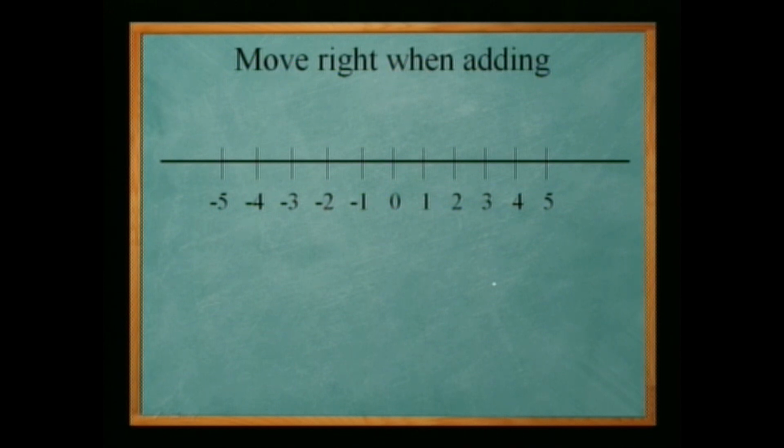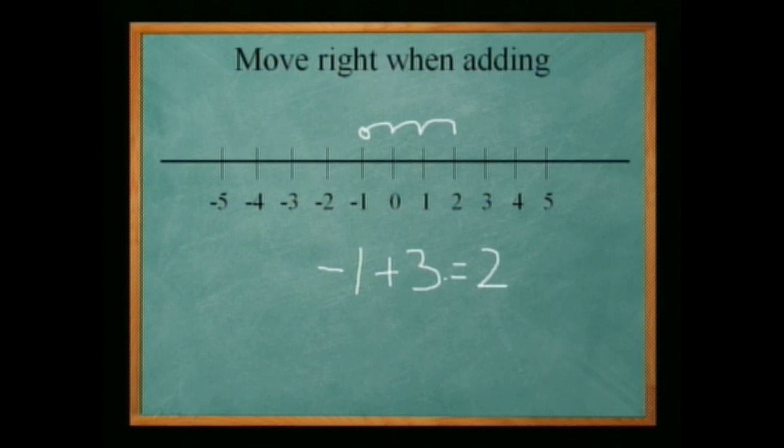Now when you're doing an addition problem, you're going to be moving to the right on the number line. So let's take a look at 1 plus 3. I'm going to start at 1. I've got to move to the right 3 places: 1, 2, 3. So I'll end up at 4. So 1 plus 3 equals 4. If I take a look at negative 1 plus 3, I'm going to start at negative 1. I'm going to move to the right 3 places: 1, 2, 3. That gives me a positive 2.